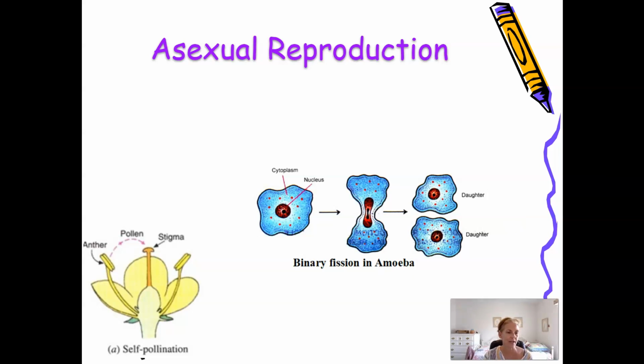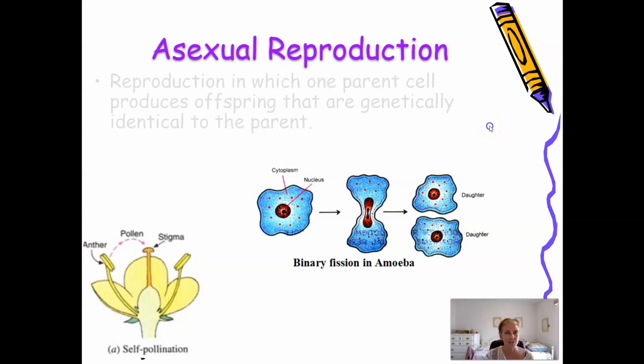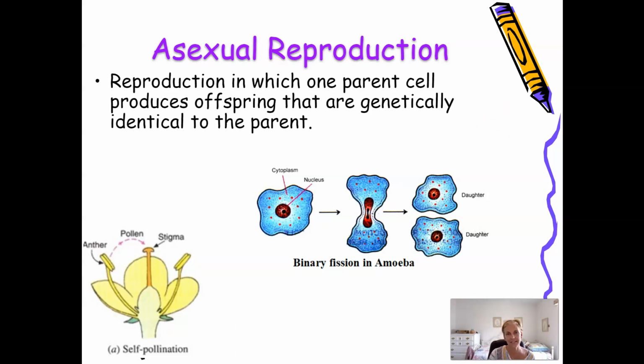Looking at asexual reproduction, a, remember, means not or without when it comes in front of a word. So it means without sex, without fertilization, without the combination of two cells coming together. It's reproduction in which one parent cell produces offspring that are genetically identical to the parent. So it's going to create clones. This amoeba, for example, is one cell to begin with, splits into two, and these two daughter cells are genetically identical to the original parent cell.